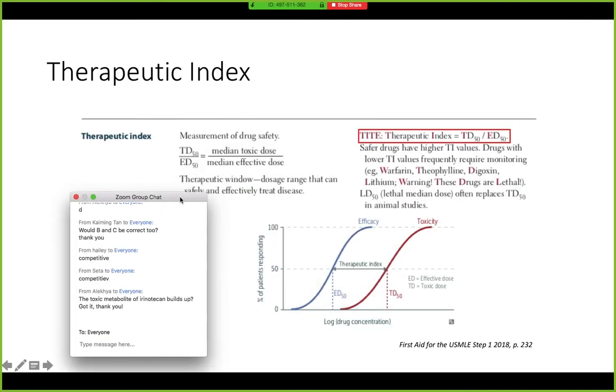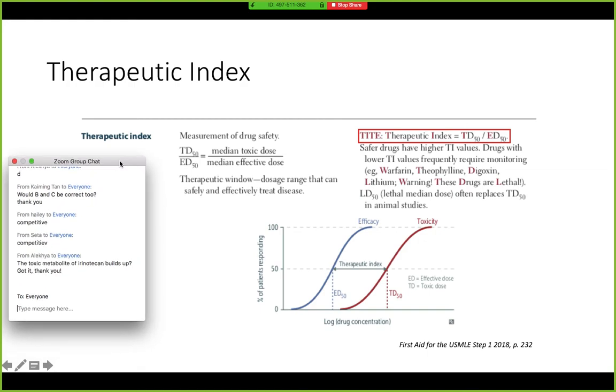Okay, so she talked about the therapeutic index. I would just know the equation for this, and then what the therapeutic index is. So the mnemonic that First Aid gives is TIGHT, so therapeutic index is equal to the TD50 divided by the ED50. You won't be asked to do any math, at least I don't remember being asked to do math, but you might be asked for the equation.